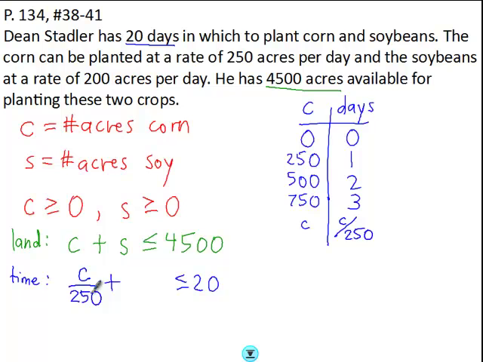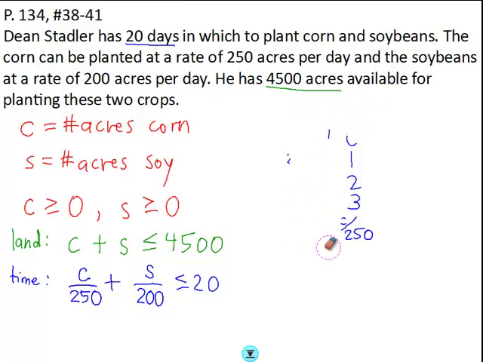I'm going to assume that if you understand this, you can make the jump to soybeans. It's going to be very similar. It's going to be the number of acres on top, S, and this time, instead of dividing by 250, I'm going to divide by the rate for soybeans, which is 200 acres per day. Okay, we have our constraints now.